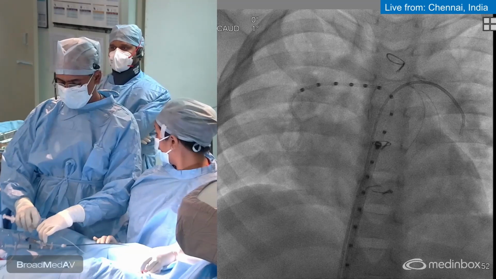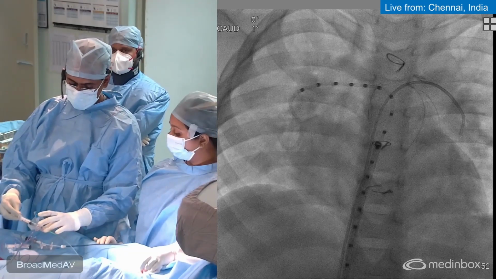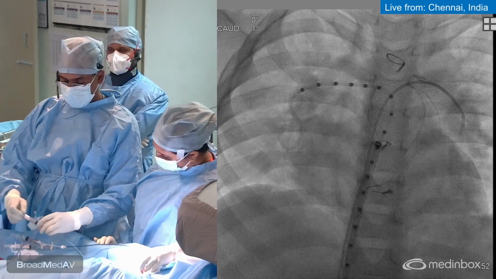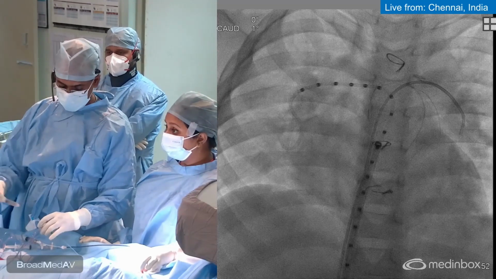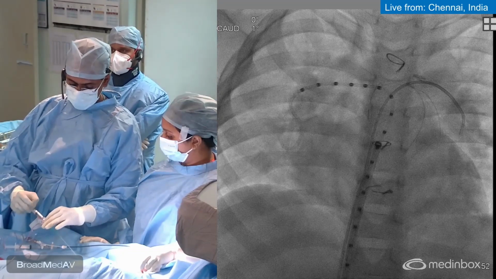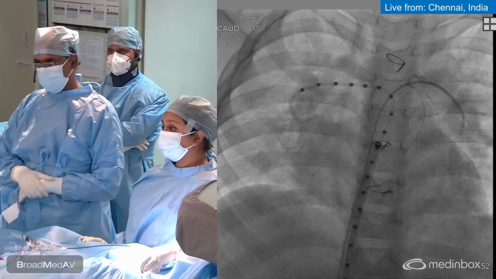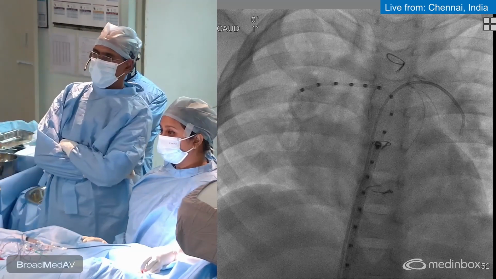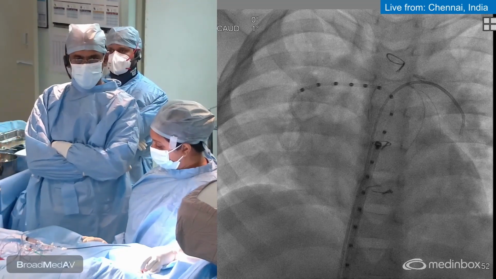Actually, since the problem here is not involving the confluence, we can address the right pulmonary artery initially, followed by left pulmonary artery. That is also an option. However, if the right pulmonary artery origin is also involved, then you have to precisely position the two stents in such a way that the right pulmonary artery stent does not protrude towards the confluence to hinder our way of entry into the left pulmonary artery.